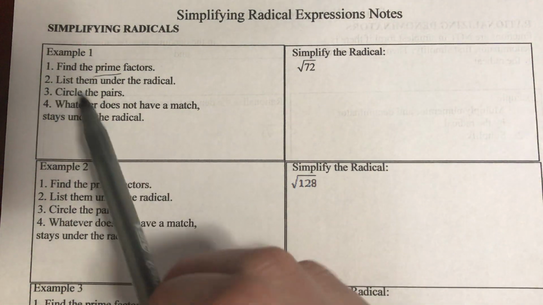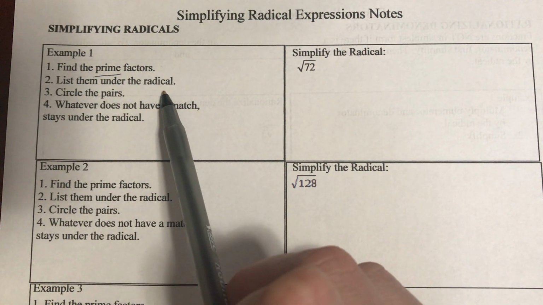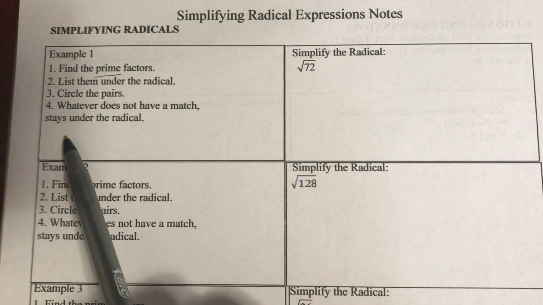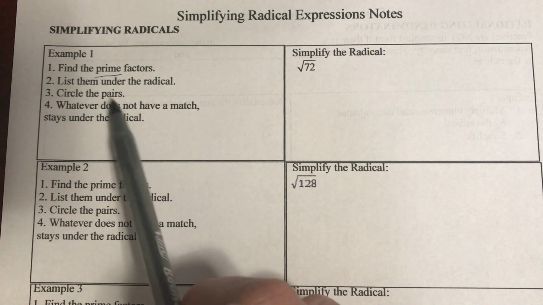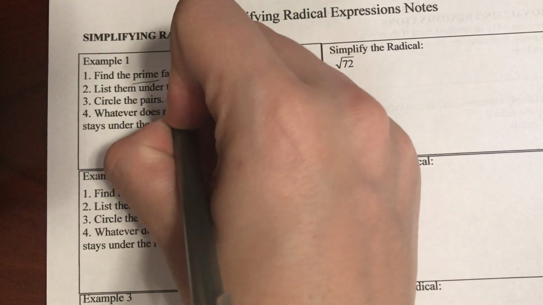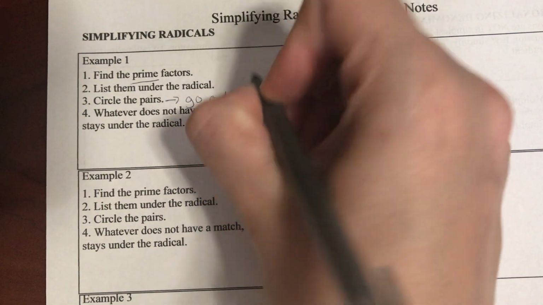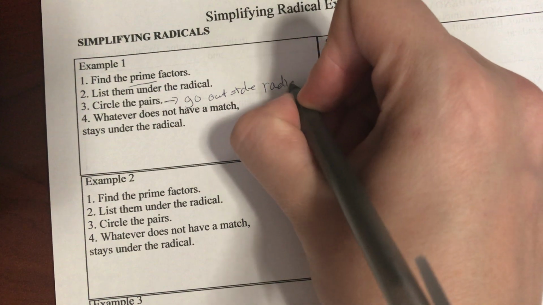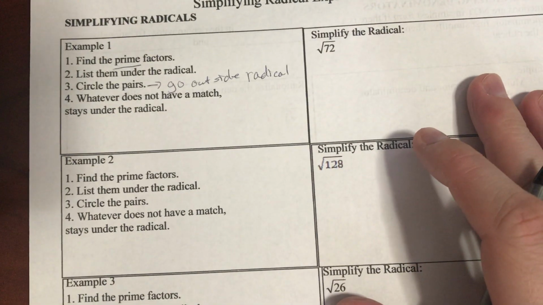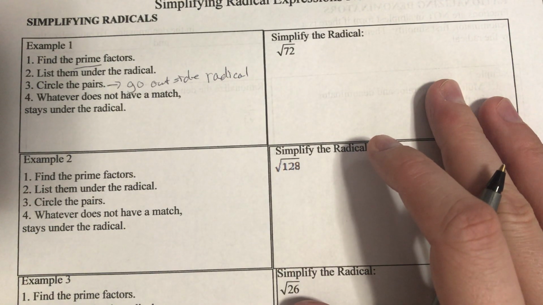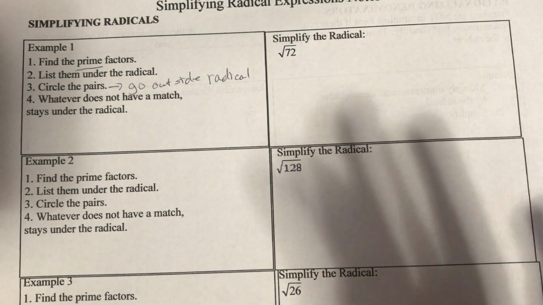I'll explain how to do that. After we do that, we're going to list them underneath the radical, and I like using the little tree method. I feel like it's easier to see. We're going to circle our pairs, and whatever does not have a match stays under the radical. The pairs are going to go outside the radical, while the ones that don't have a match are going to stay under. Let me just go through the first example, because I can talk through this all day, but when you see it, it'll make more sense.